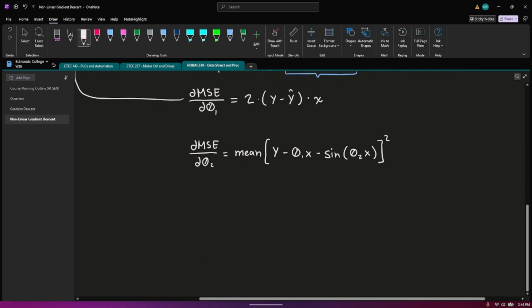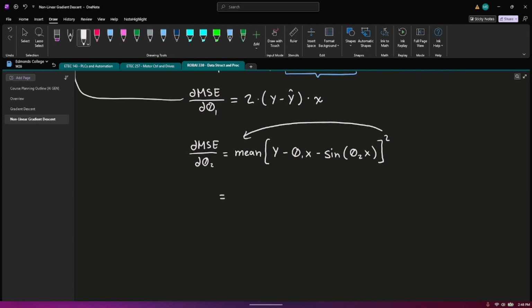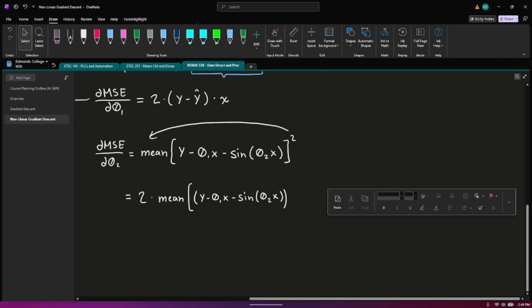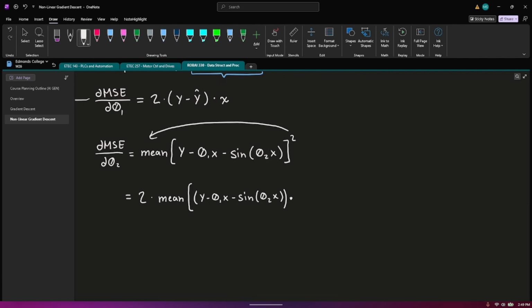And again, we'll apply our chain rule. So remember, power down to the 1 less power. So we get 2 times the mean. This time I'll include the mean. Times the mean of our original function, right? So y minus theta 1x minus sine theta 2x. Our original function here times the derivative of this inner function. So times whatever that derivative is.